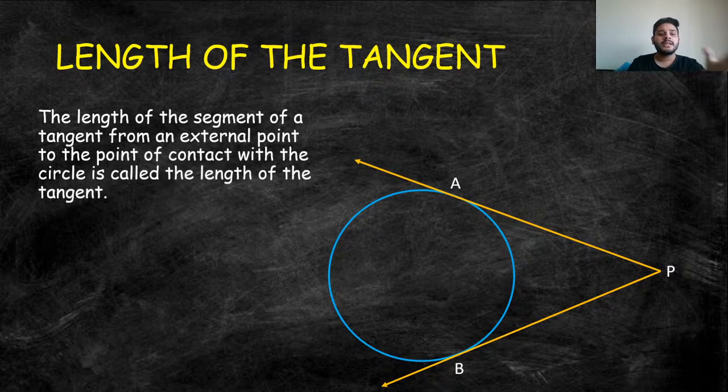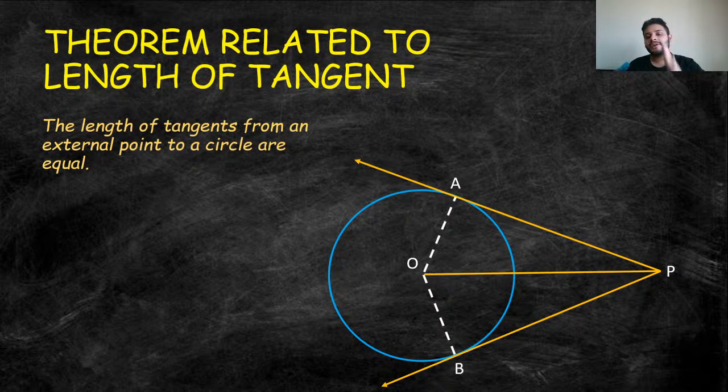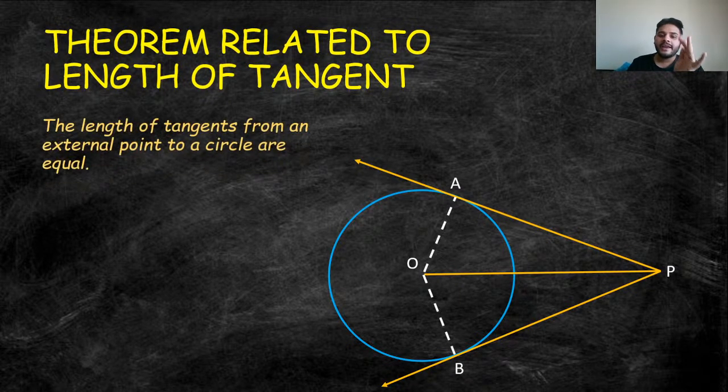Understanding this, the length of the segment of the tangent from an external point to the point of contact with the circle is called the length of the tangent. Theorem related to it: we join OA and we join OB here. OA is equal to OB. Can you tell me the reason? Yes, they are the radii of the circle. OA is equal to OB since they are the radii of the same circle.